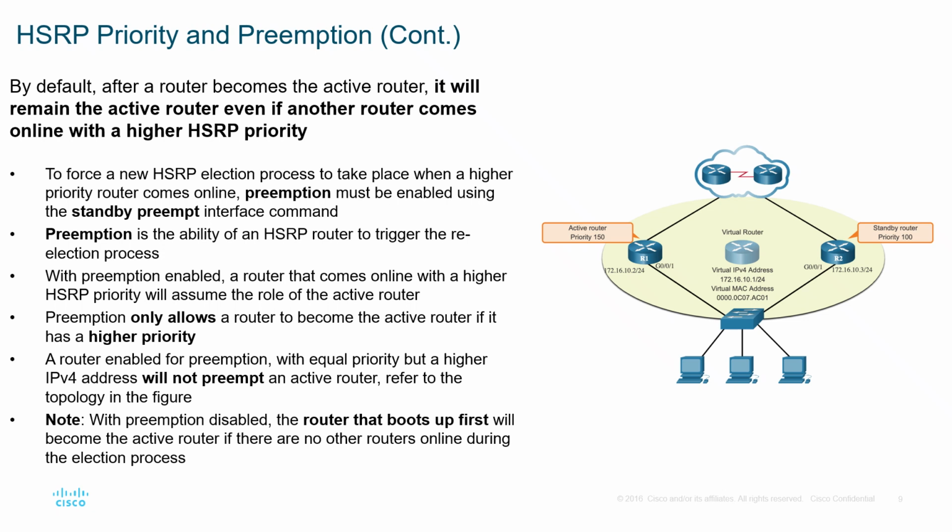So with preemption enabled, a router that comes online with a higher priority will assume the role of the active router, but only if standby preempt is configured. Preemption only allows a router to become the active router if it has a higher priority. A router that is enabled for preemption with equal priority but a higher IP will not preempt. So with preemption disabled, the router that boots up first is going to be the active if there is no other router online during the election process.